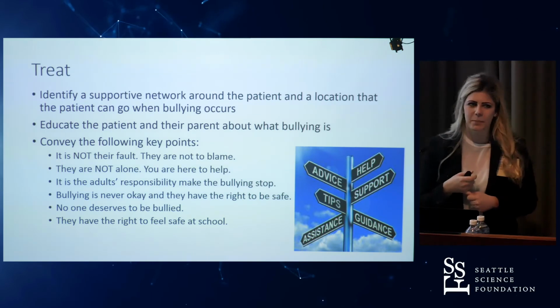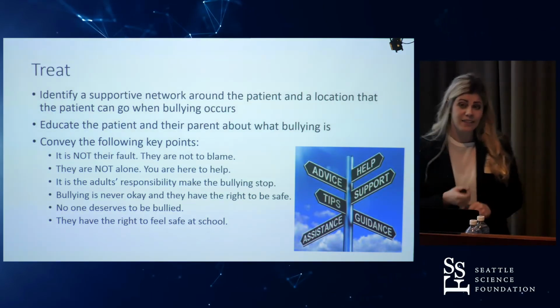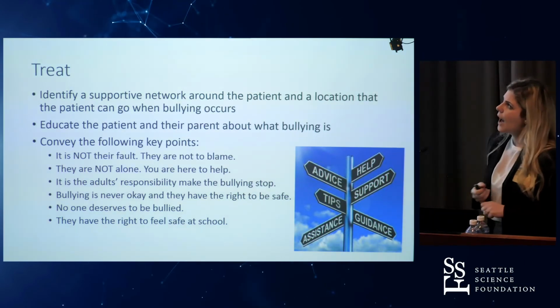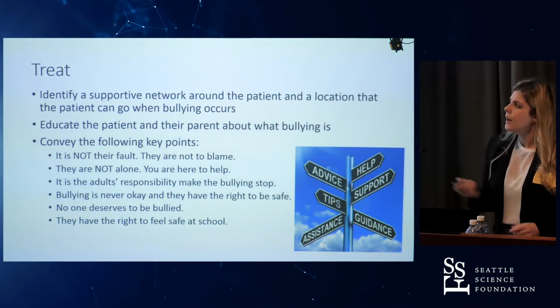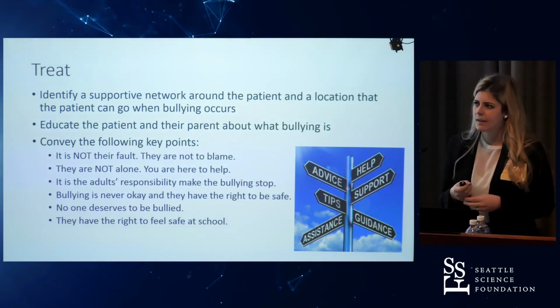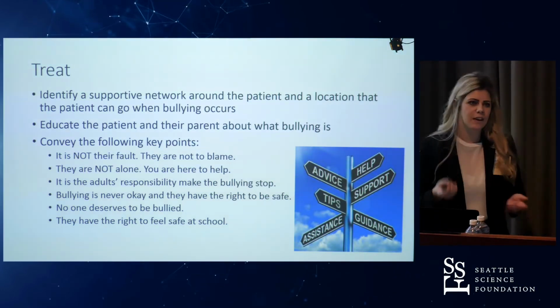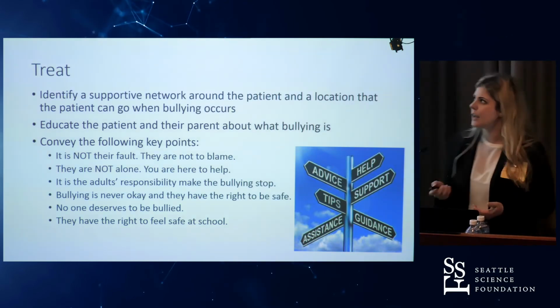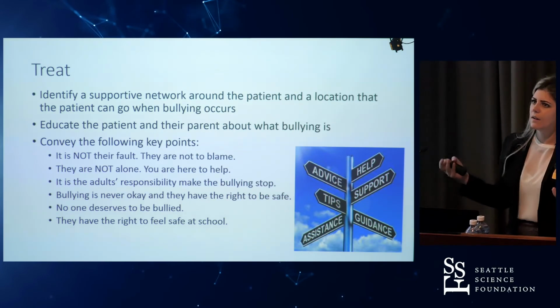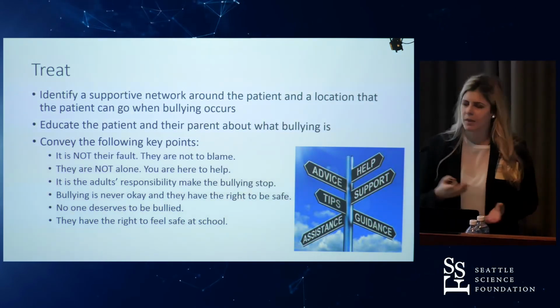And we talked just about the power before of just saying that sounds like bullying and the importance of calling it out. Some other things to think about are identifying a supportive network around the child, so helping them identify a safe person at school, a place that they can go where they feel safe when this is occurring, and just helping them have that kind of visual sense of where they can go and who they can talk to when these things are coming up.